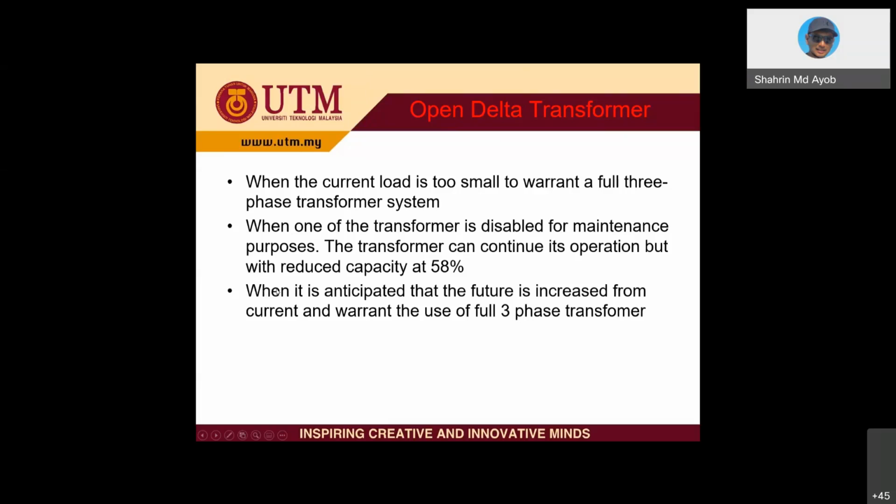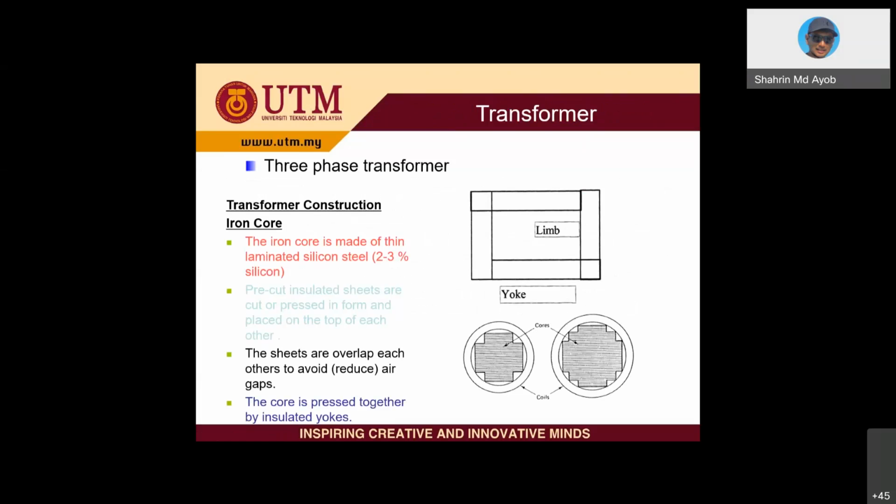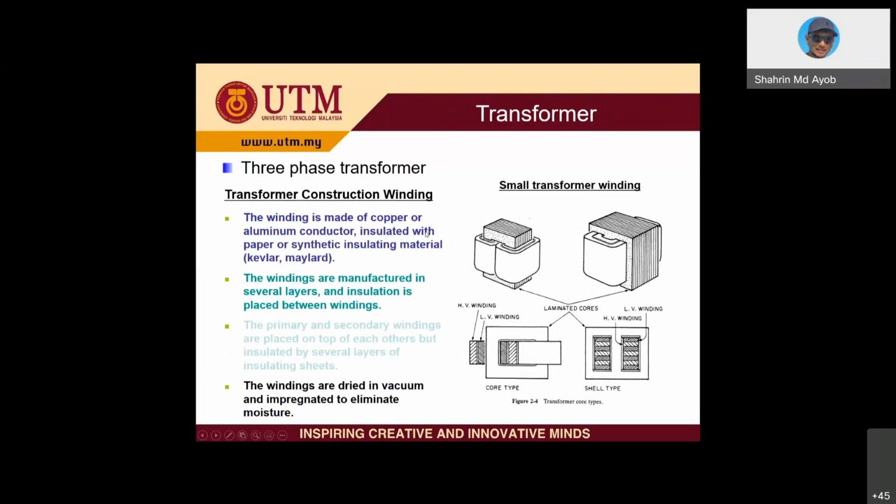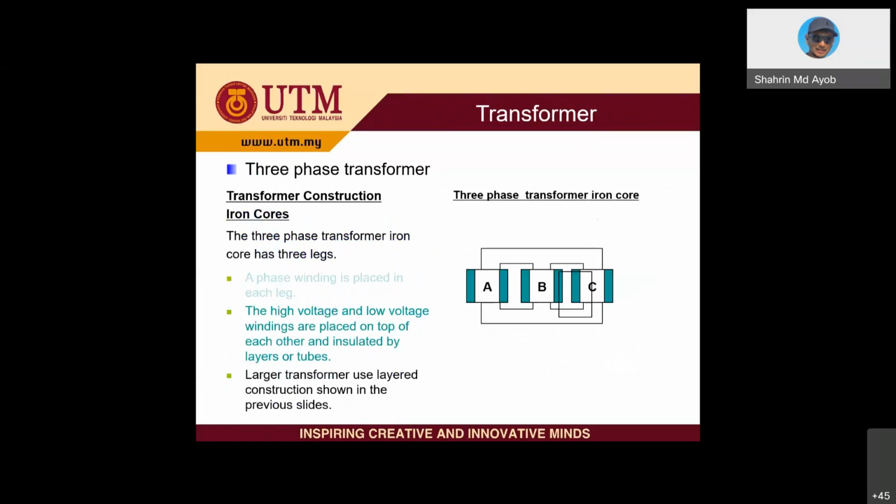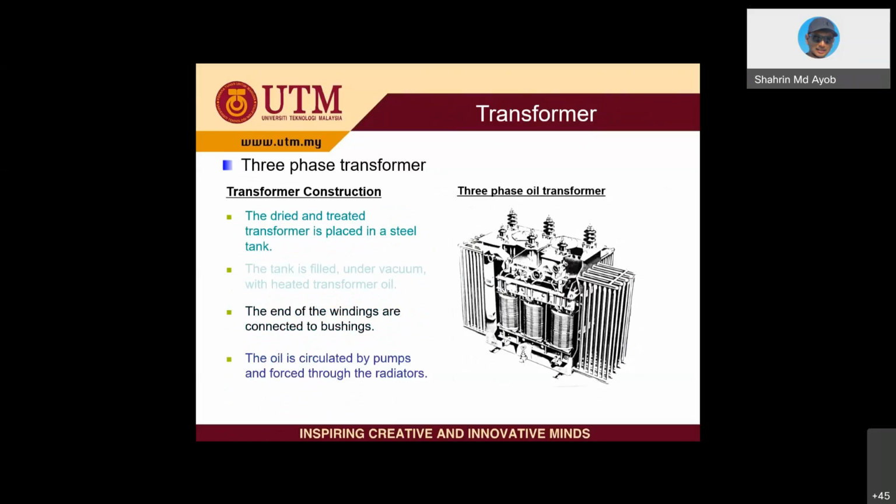And lastly, when it is anticipated that the future load will increase from the current load, this is the construction of the three-phase system. So I think this one, I will just go through quickly.